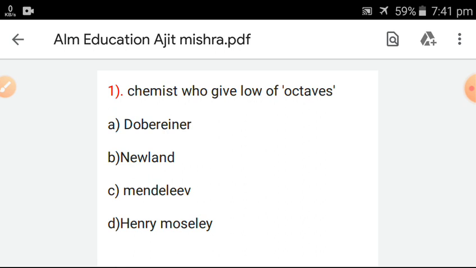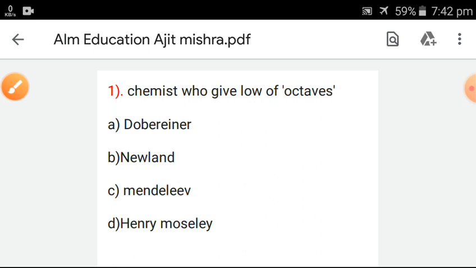Question number 1. Name the chemist who gave the law of Octaves. Choose the correct answer. Option A, Dobereiner. Option B, Newlands. Option C, Mendeleev. Or option D, Henry Moseley. The answer will be option B, Newlands.